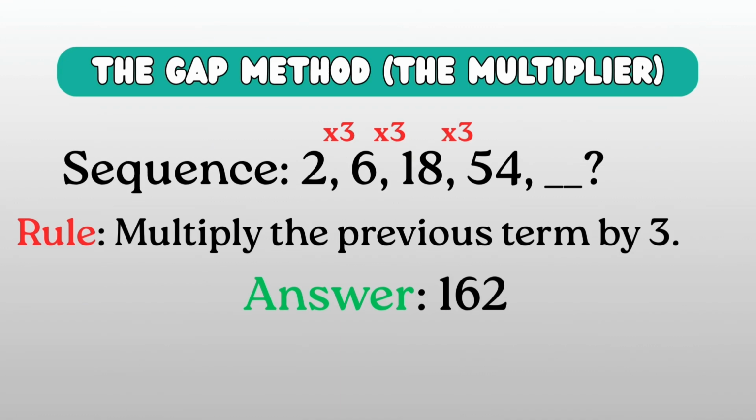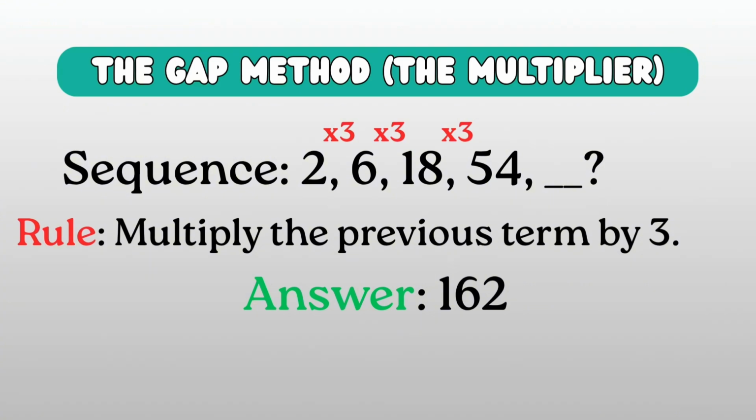Our sequence is 2, 6, 18, 54, and our mystery blank. Now, look closely at these numbers. Notice how quickly they are getting huge? When numbers explode in size like this, adding usually isn't our secret rule. Let me show you what I mean.